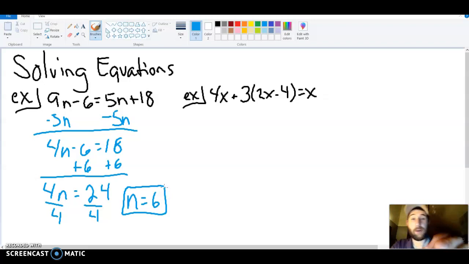Let's take a look at the second one here. In the second one, I want to get it down to be terms. I want to work with just addition and subtraction because then I can worry about adding and subtracting on both sides in order to get our answer down.